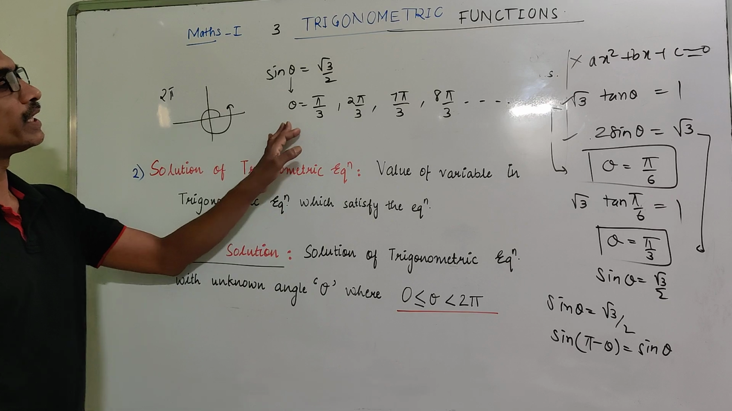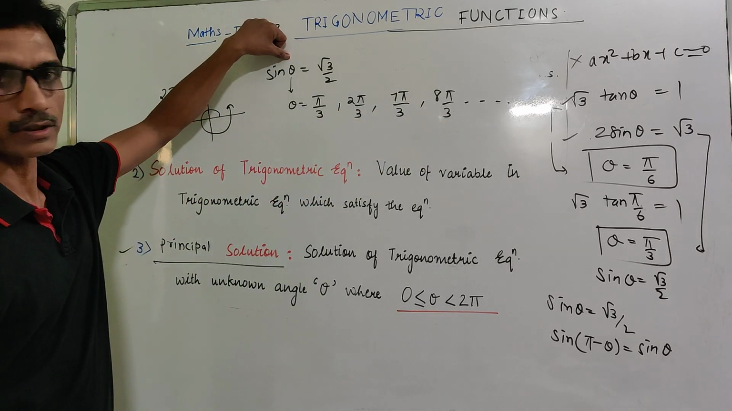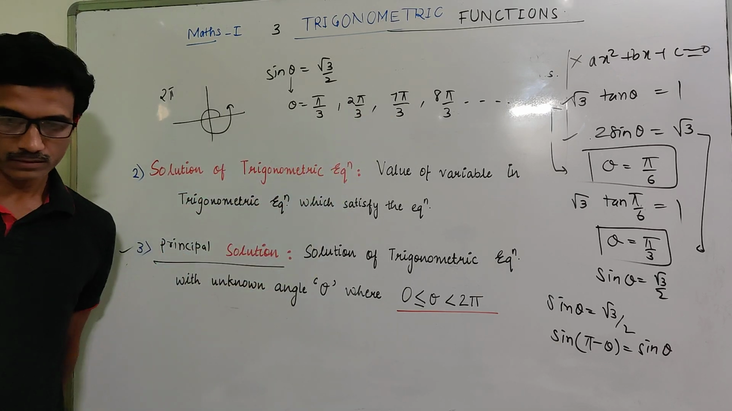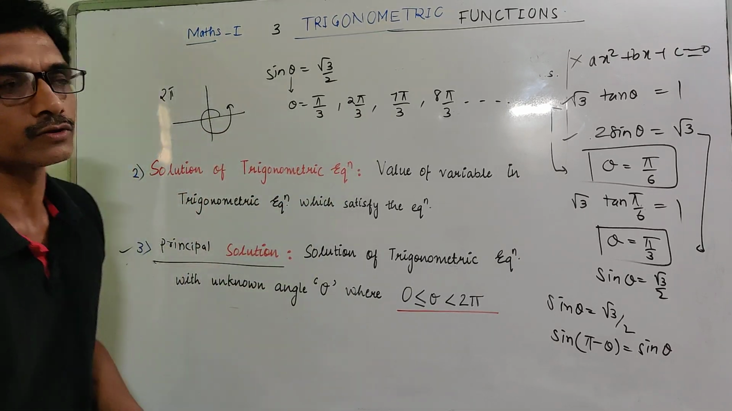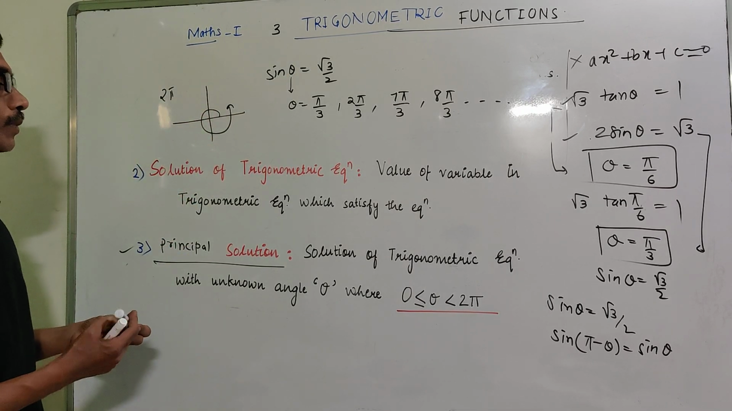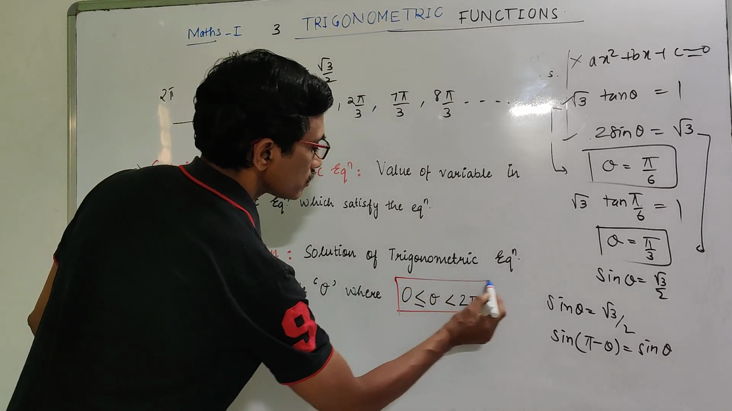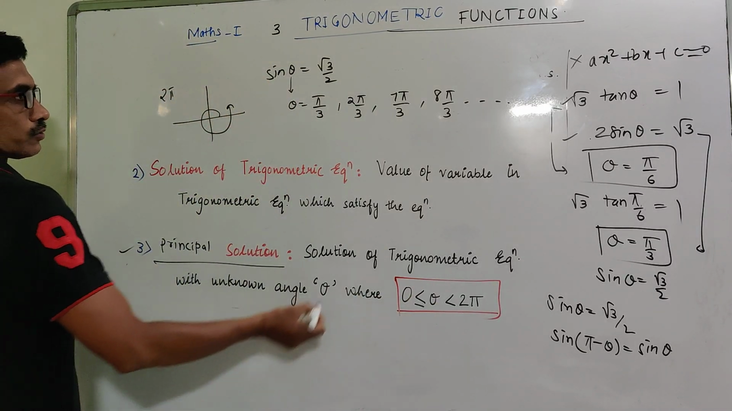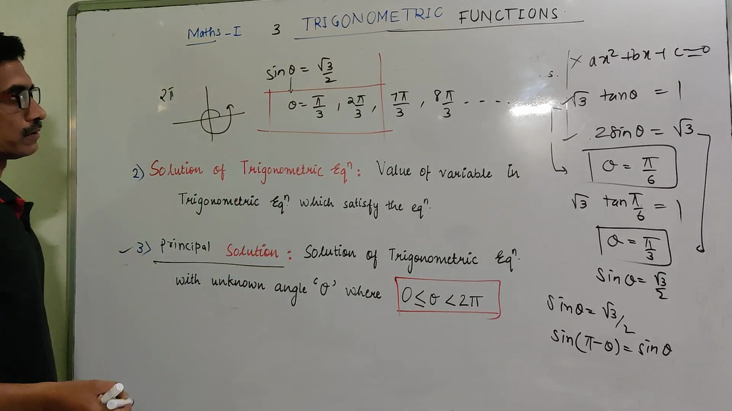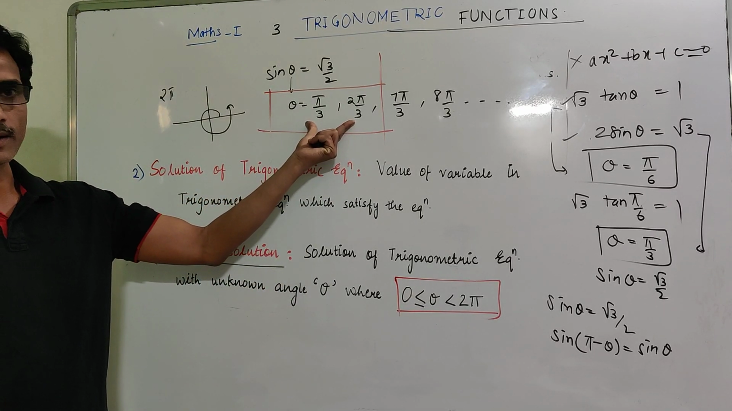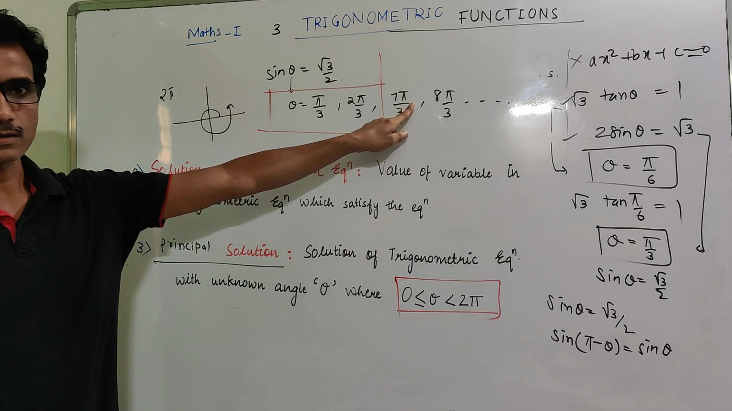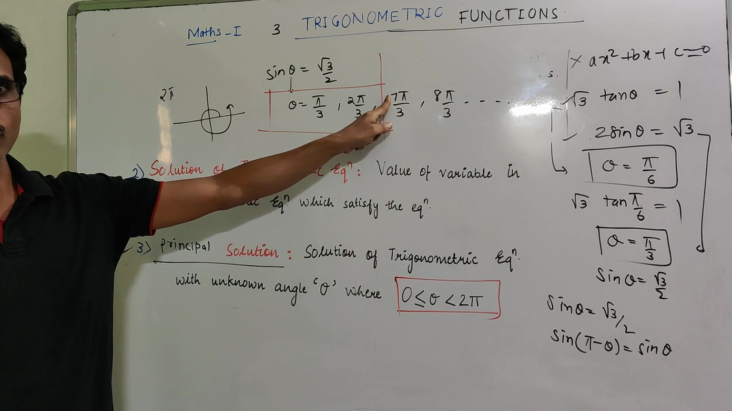So we can get many solutions of the trigonometric equations, but out of these values, only those values of the unknown angle theta which lie in 0 and 2 pi. So only these values are lying in 0 and 2 pi. So this pi by 3 and 2 pi by 3, but 7 pi by 3 doesn't lie. Pi by 3 is 60 degree, into 7, so 420 it comes.